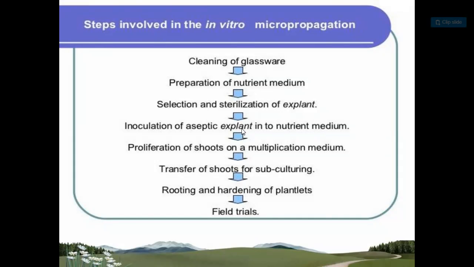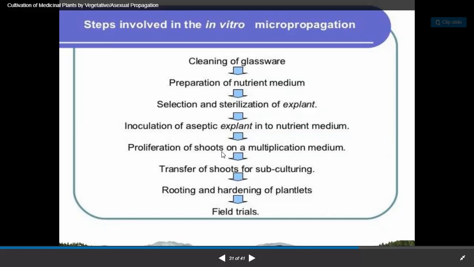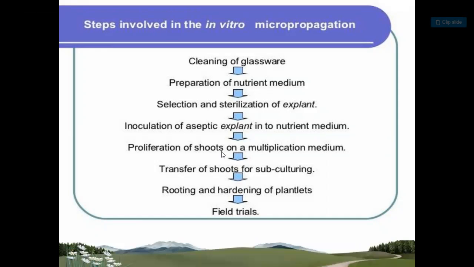Then next, the fifth step, that is the proliferation of shoots on a multiplication medium, right? These shoots, whatever we have obtained, we need to put into the multiplication medium where they are going to multiply, in a conical flask or petri dish or some other type of pot, where the plant is going to transfer the shoots for subculturing.